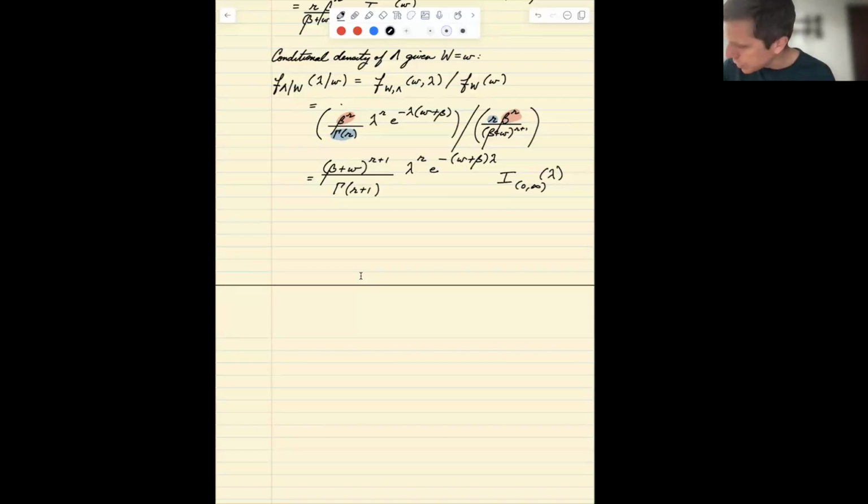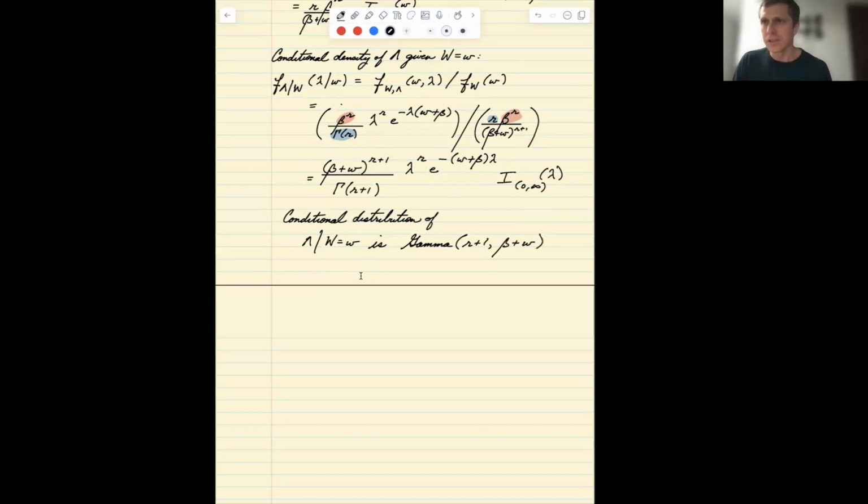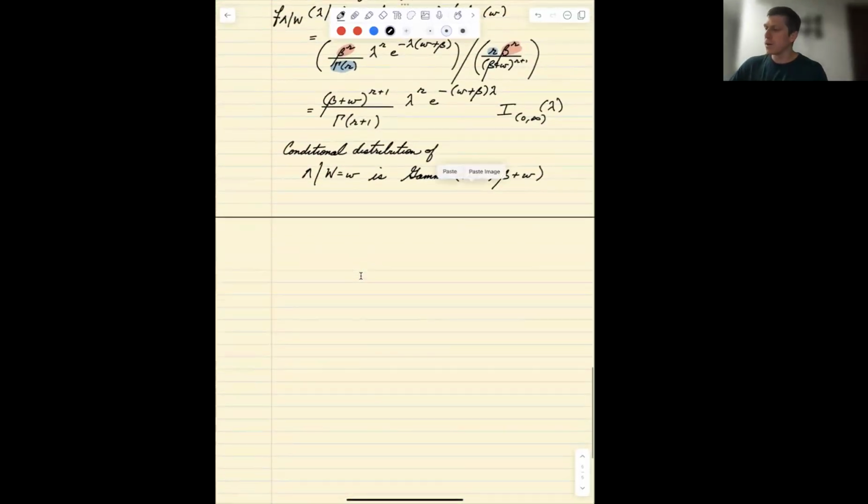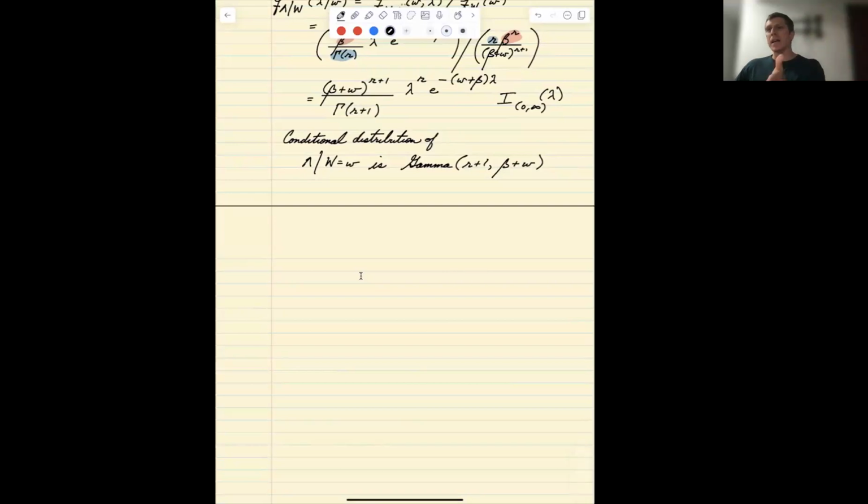So what does that look like? That looks like the conditional distribution of lambda given W is gamma with a shape parameter R plus 1 and a rate parameter beta plus W. So look at how we started: we started at R, beta and we update to R plus 1, beta plus W. So the shape gets updated by the sample size, we added one observation, and the rate gets updated by adding the additional waiting time that we observed.